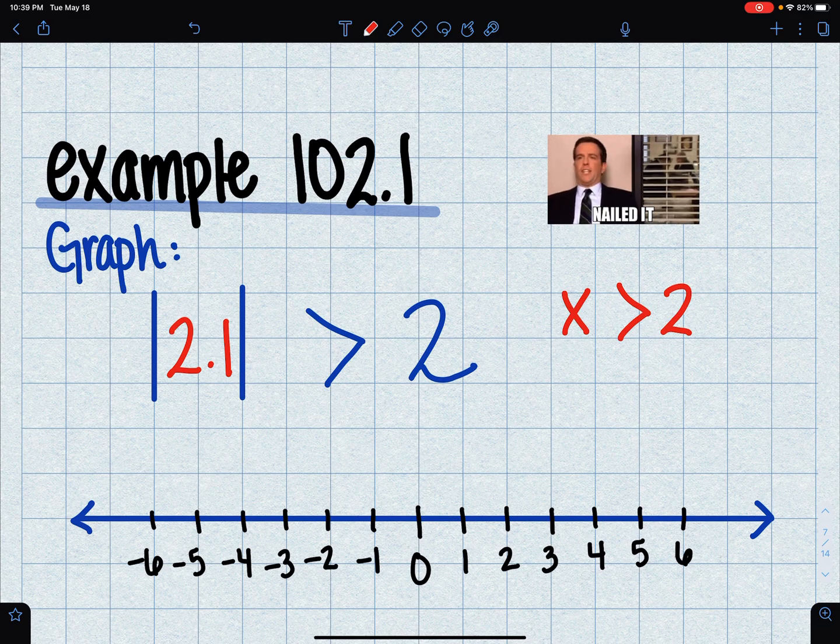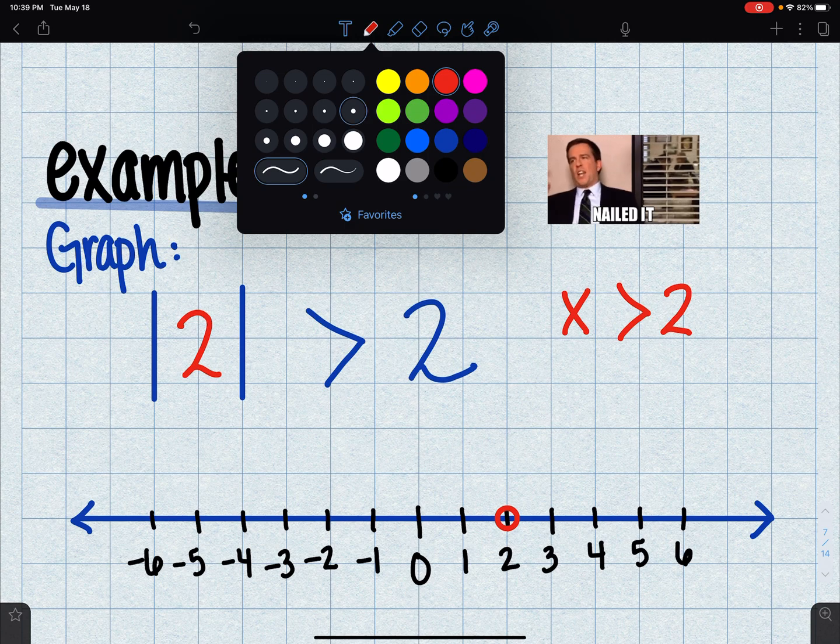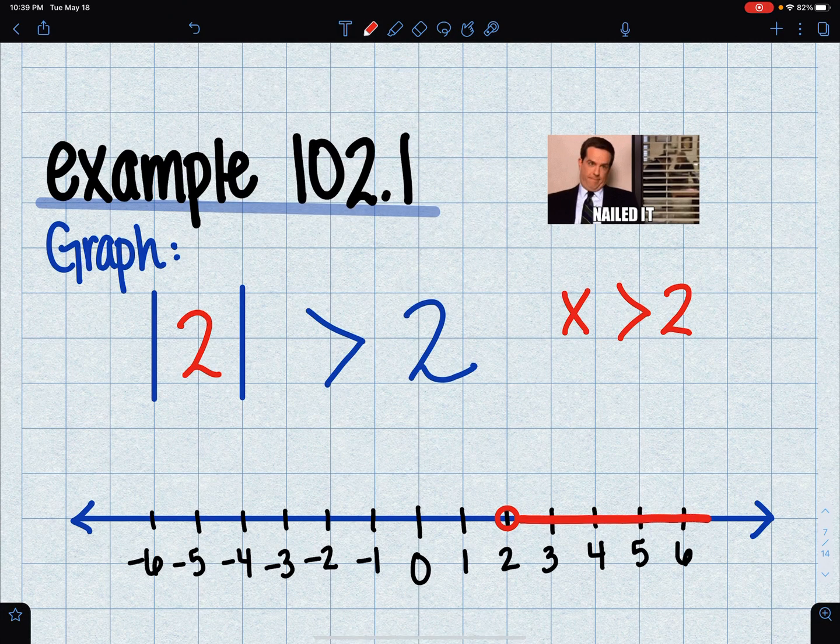So does it include 2? No, it doesn't include 2, because if you just have a 2 in here, it's not greater than 2, it would be equal to 2. So we have to do an open circle at the number 2. Okay, and then everything greater than that is going to count. But we're not done because this is an absolute value. So you have to count the negatives too.